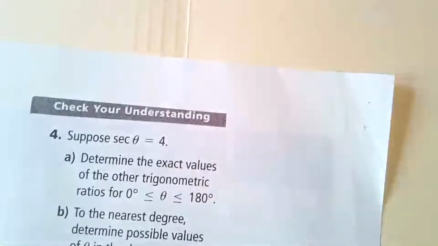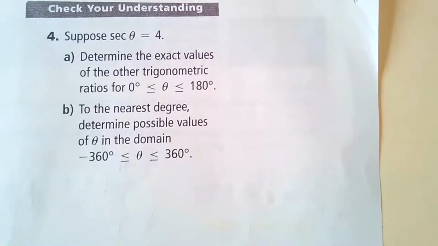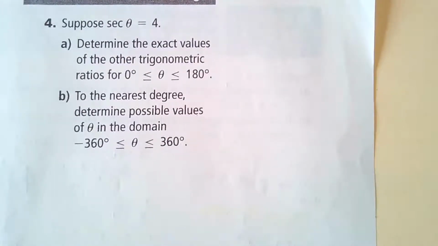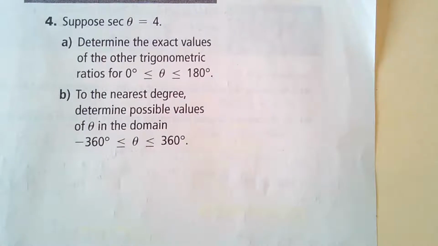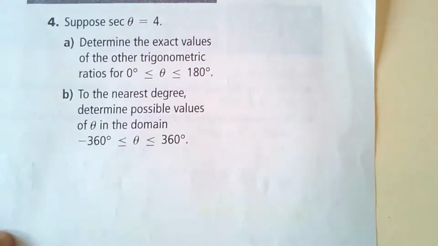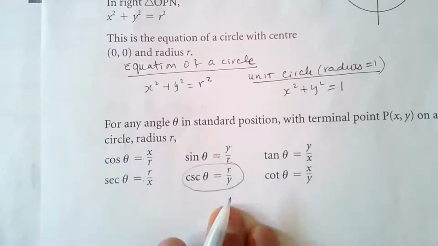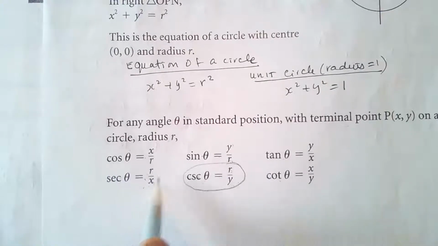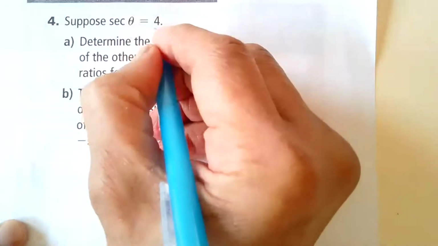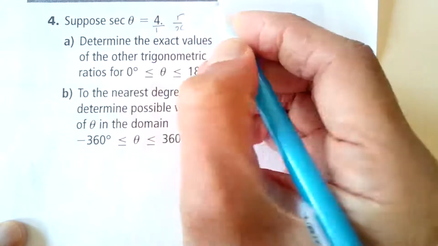Now I'll go on to a second question, check your understanding. A similar question, but in this case, we're looking at secant. Very similar process. Now, secant, just recall, is the reciprocal of cos, which is r/x. So we'll put this as 1 over x, which is r/x.